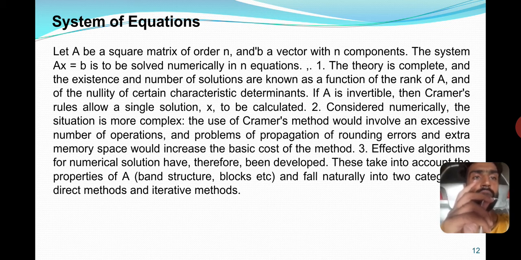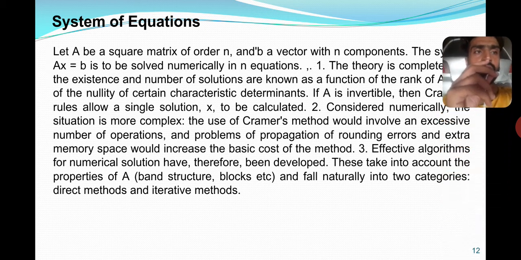The use of Cramer's method would involve an excessive number of operations and the problem of propagation of rounding errors, and extra memory space would increase the basic cost of the method. Effective algorithms for numerical solution have therefore been developed. These take into account properties of A such as band structure, blocks, etc., and fall naturally into two categories: direct methods and iterative methods.